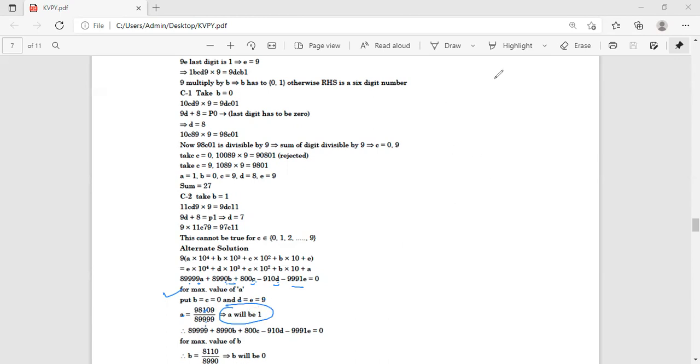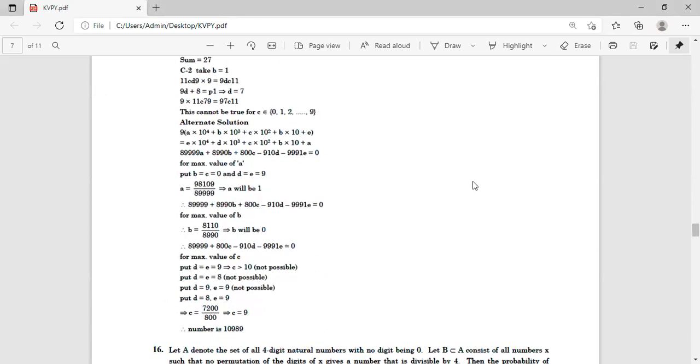So if you put A as 1, it's just a logic to solve. You know, maximum value you try to find. So when A is 1, anyway, you know A has to be 1. A and B no need to check also. So maximum value of B you will get when A is 1, maximum value of B you will get when C is 0 and D and E are 9. So you get B as like this, which is less than 1, so B must be 0.